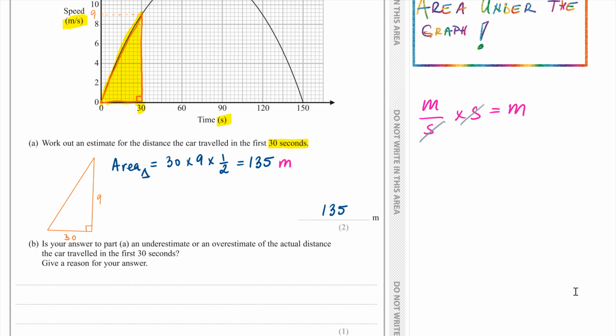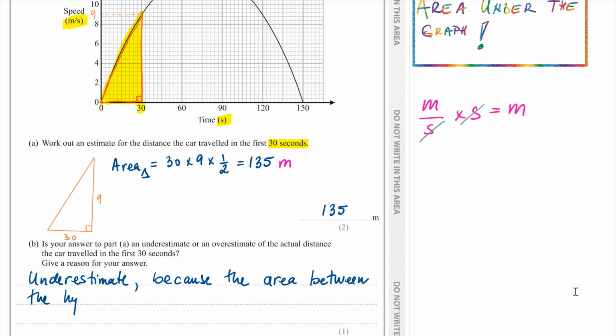Part B. Is your answer to Part A an underestimate or an overestimate of the actual distance the car traveled in the first 30 seconds? Give a reason for your answer. It is an underestimate because the area between the hypotenuse and the curve is not included.